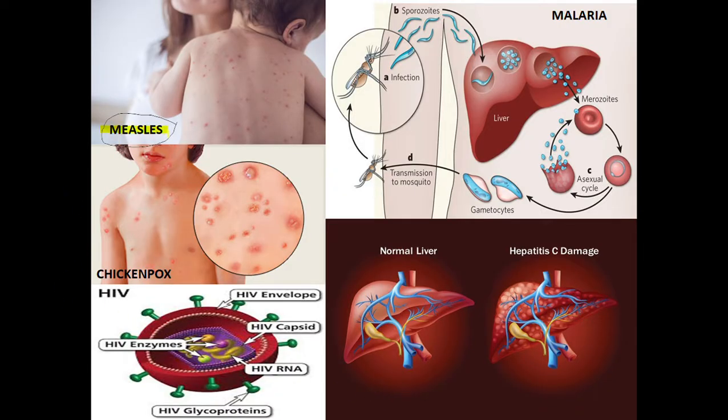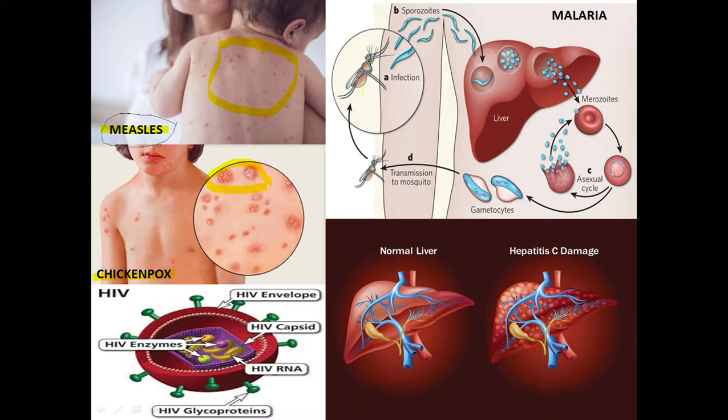This is measles. You can see it here on the body of a child. A newborn should get vaccinated against measles. Now this is chickenpox, you can see what happens in the body. These are all communicable diseases. This is the HIV virus structure. So HIV is also a communicable disease.